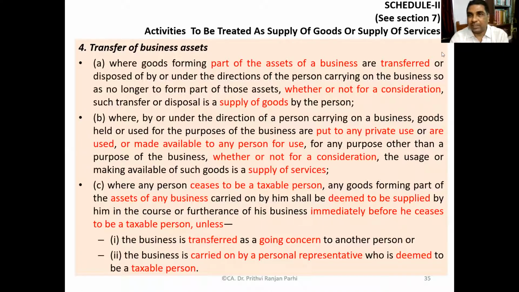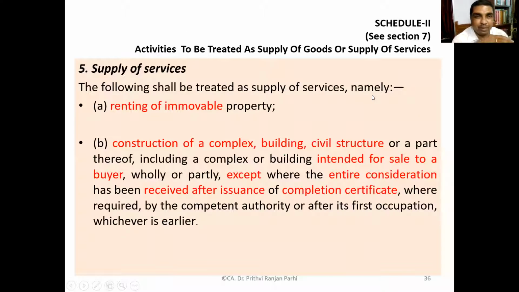Okay, these are the theoretical things, but these provisions you have to just go through. You should know where these provisions are available. Now, one more point. This is again another activity which is treated to be a supply, and it is to be treated as supply of services.